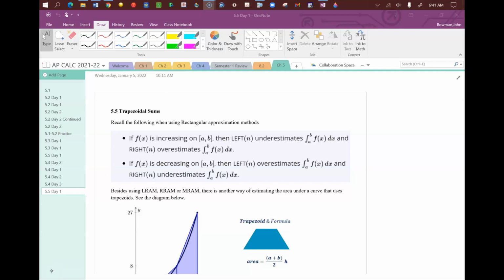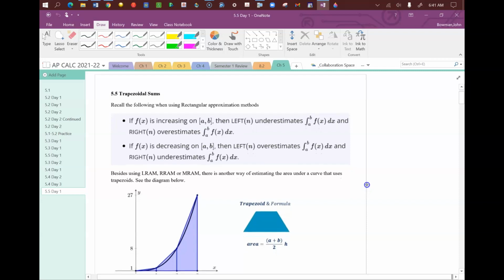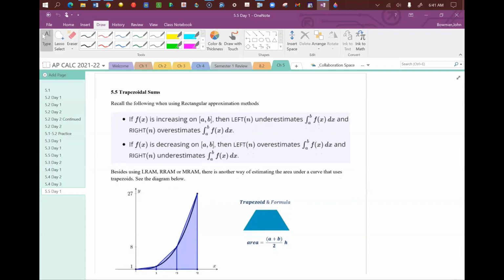Hi everyone, we are going to finish up chapter 5, which was all about the idea of integration and estimating integrals by going back to the idea of estimating an integral using a Riemann sum. And this Riemann sum requires the use of trapezoids instead of rectangles.